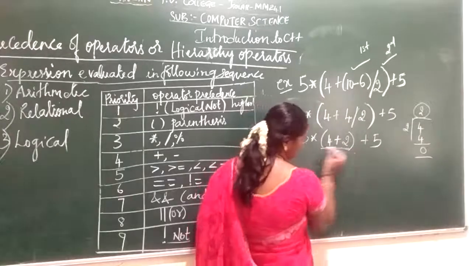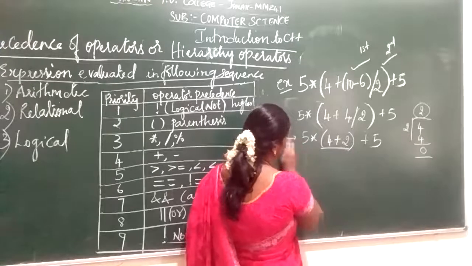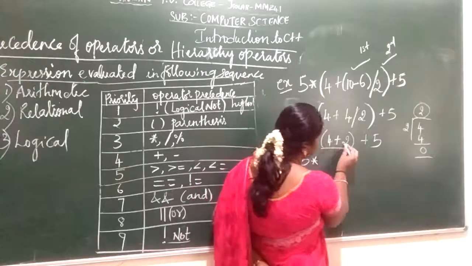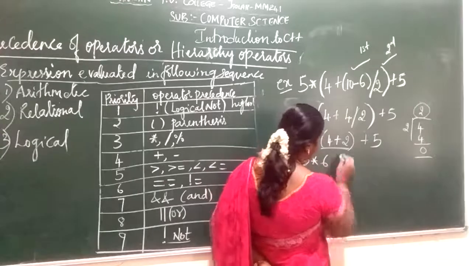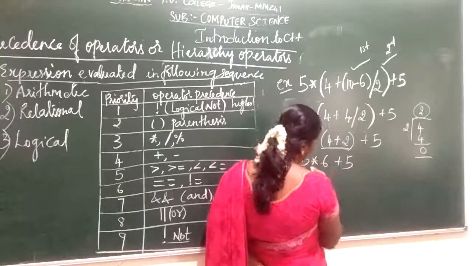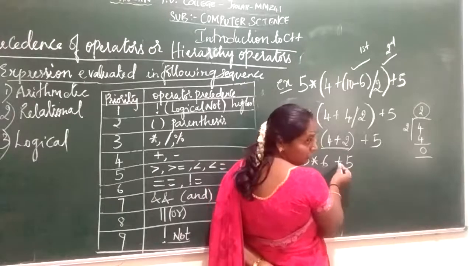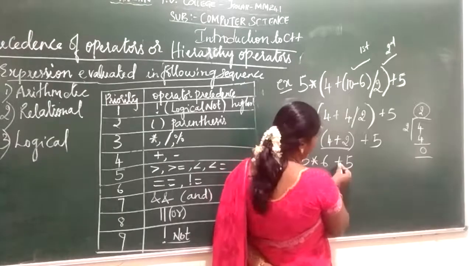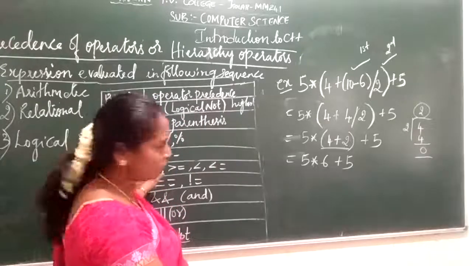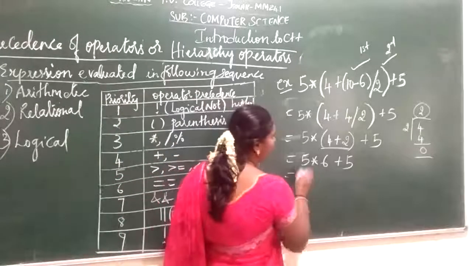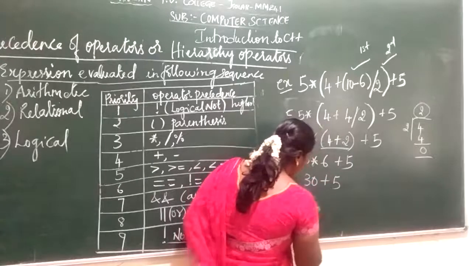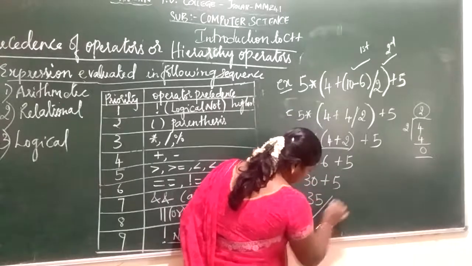So the next parenthesis, the innermost parenthesis, what do you have? 5 star. So 4 plus 2 is nothing but 6, plus 5 as it is. So now you have two operators, multiplication and addition. You may see that multiplication has the highest priority when compared to addition. So first we go 5 into 6 is 30, plus 5. So 30 plus 5 is nothing but 35.